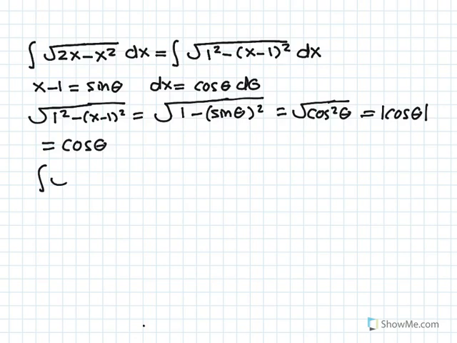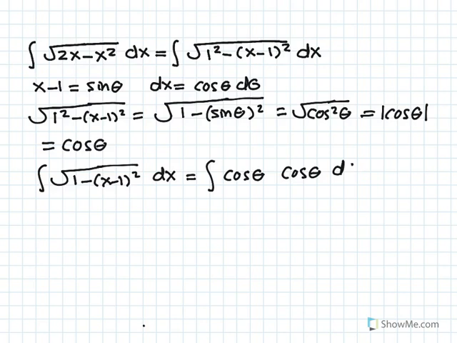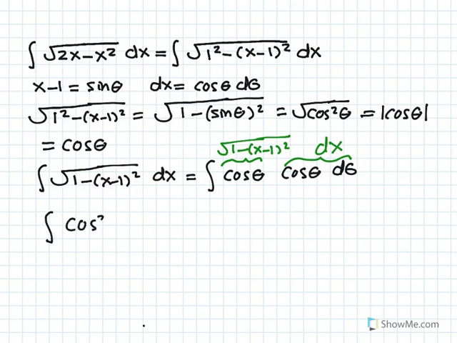So the integral root of 1 minus x minus 1 squared dx, and that's going to be a trig integral, cosine theta times cos theta d theta. This part is root of 1 minus x minus 1 squared. This part, cos theta d theta, this part is dx. We now have a trig integral that we can solve. So we have integral cosine squared theta d theta.